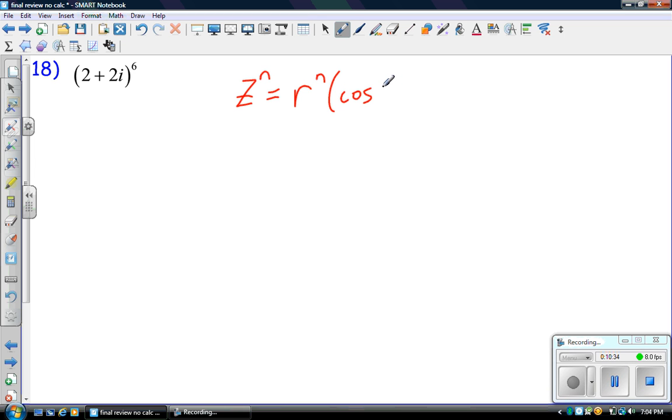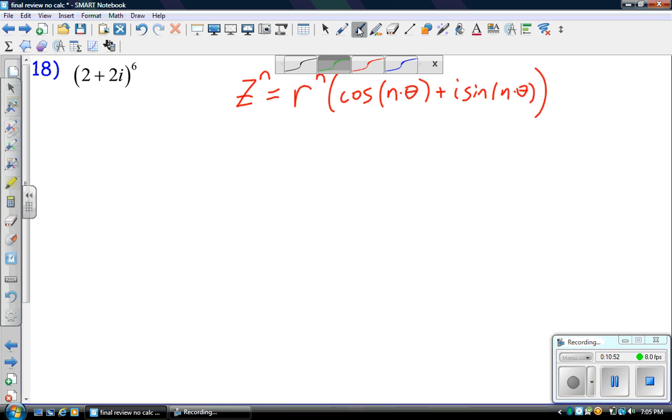So it's cosine of n times theta plus i sine n times theta. And again, the n is simply whatever the power is. So in this case, the n is 6. Now remember, what we have to do to be able to use this formula, to use de Moivre's, is we have to turn this into polar form. It has to have that cosine and i sine stuff. So the first step is to get this in polar form.